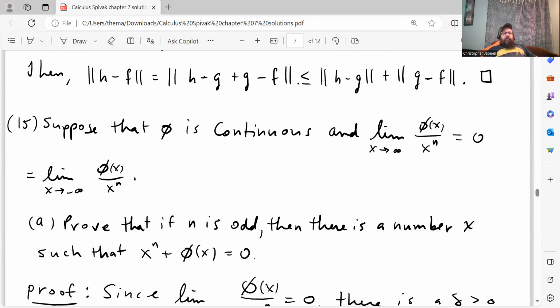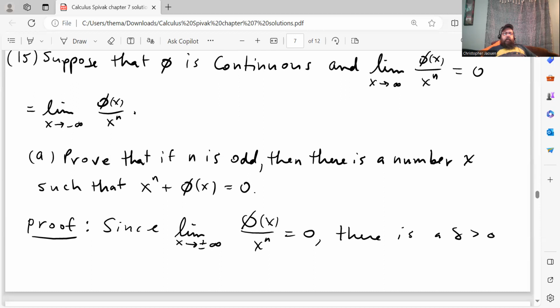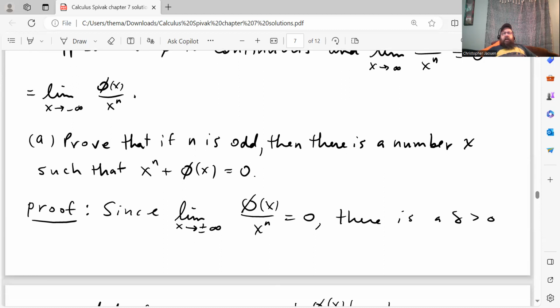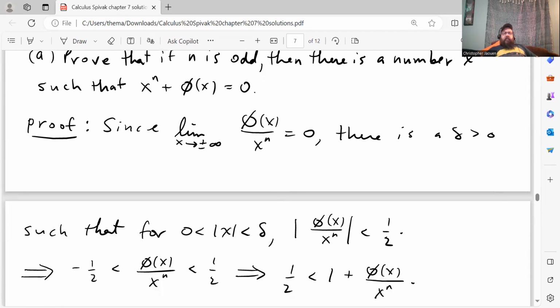Okay, question number 15. Suppose that phi is continuous and that the limit as x goes to infinity of phi(x) over x to the n equals 0, equals the limit as x goes to minus infinity of phi(x) over x to the n. All right, part A says prove that if n is odd, then there's a number x such that x to the n plus phi(x) equals 0. All right, so here's my proof.